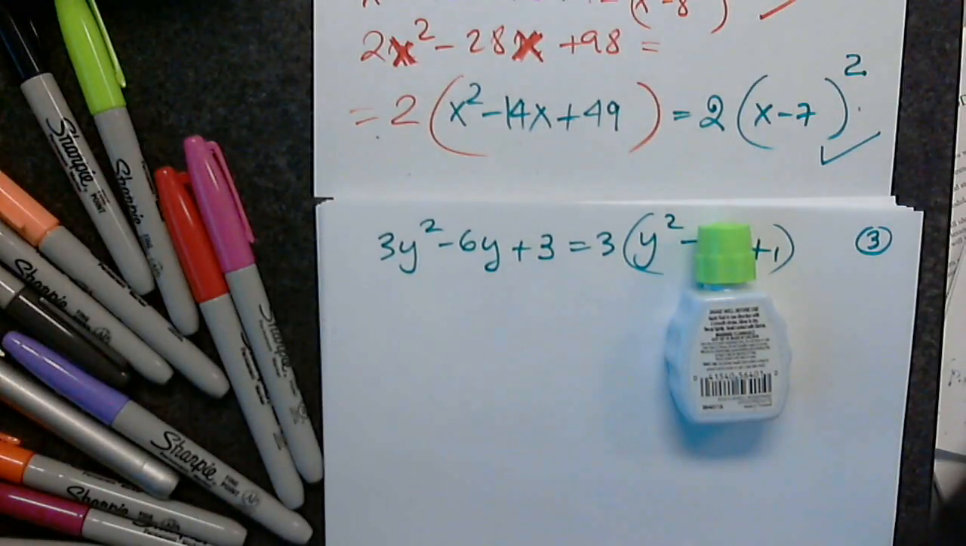My next question in the strategy is what? I'm asking myself now, is there a perfect square? In other words, can I use a special product? Is this a perfect square? Is this a perfect square? So what do you expect or hope for?